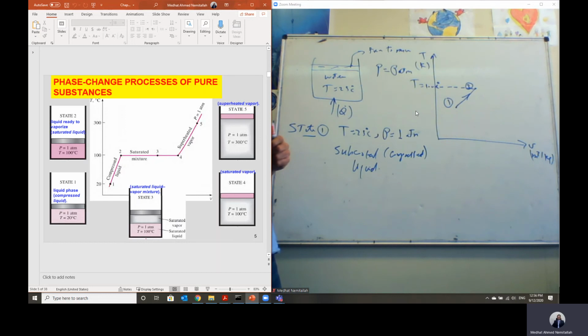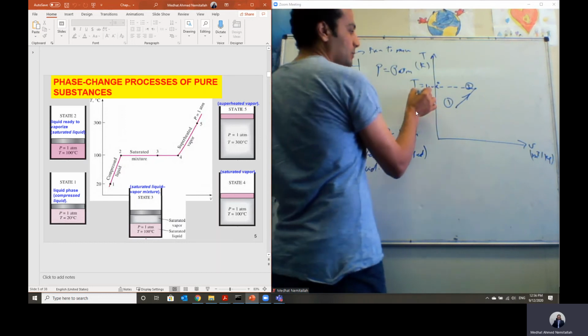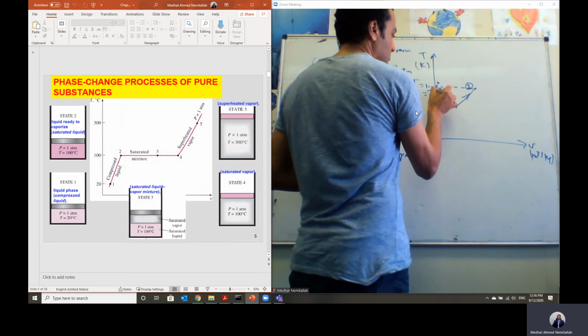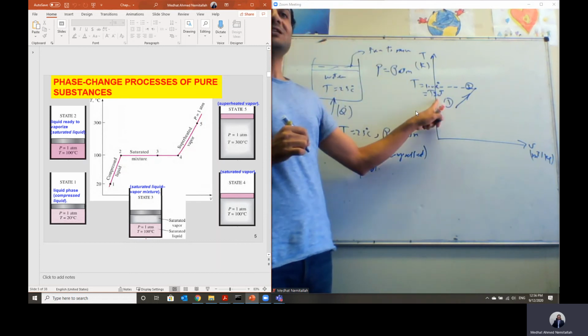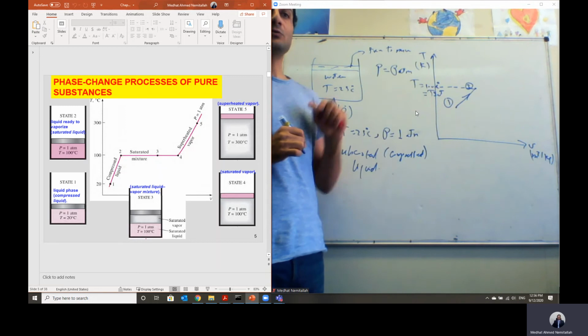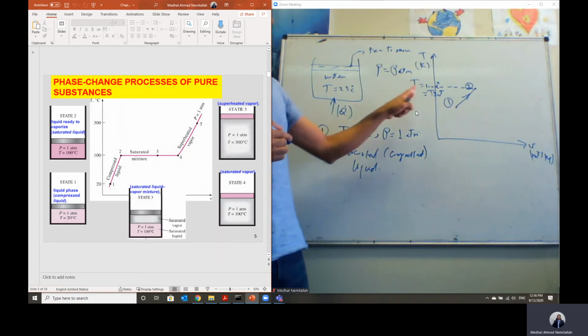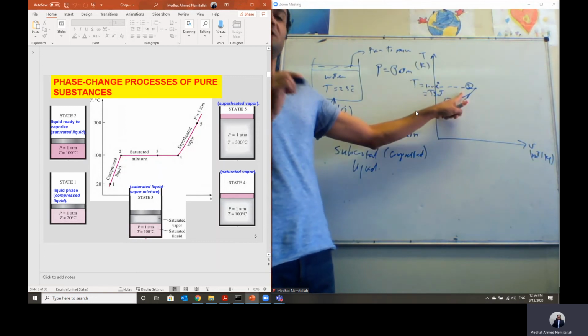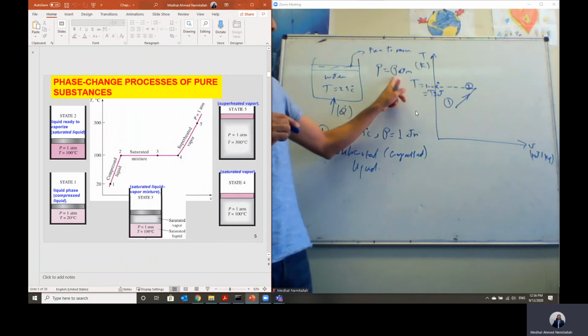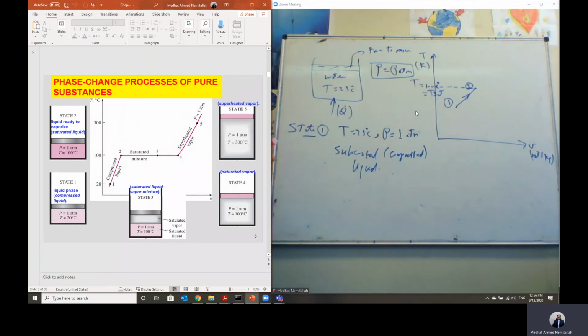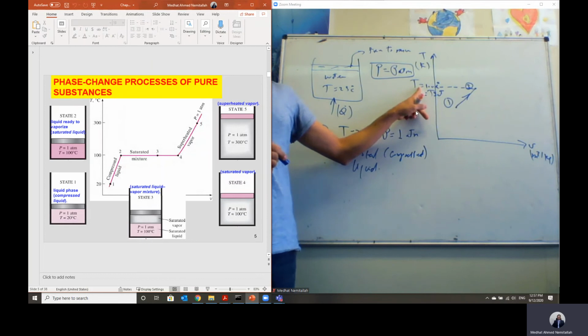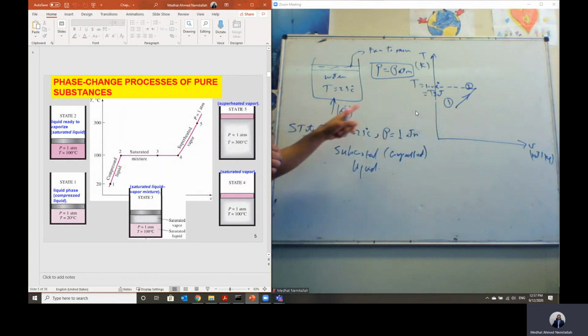So at state number 2, at which the temperature is equal to 100 degrees C, we call this temperature the boiling temperature or saturation temperature, Tsat. Tsat means the saturation temperature, which is the temperature at which we have phase change at a given pressure. In this case, the given pressure is equal to 1 atmosphere. So at 1 atmosphere, the boiling temperature of water, or the saturation temperature at which we can have phase change, is equal to 100 degrees C.